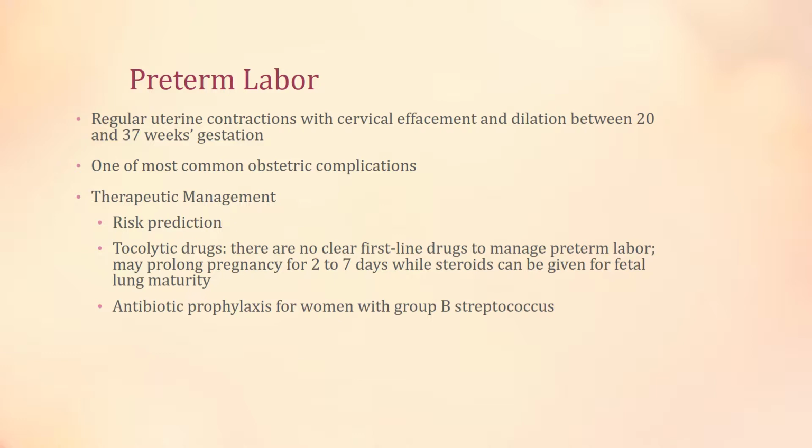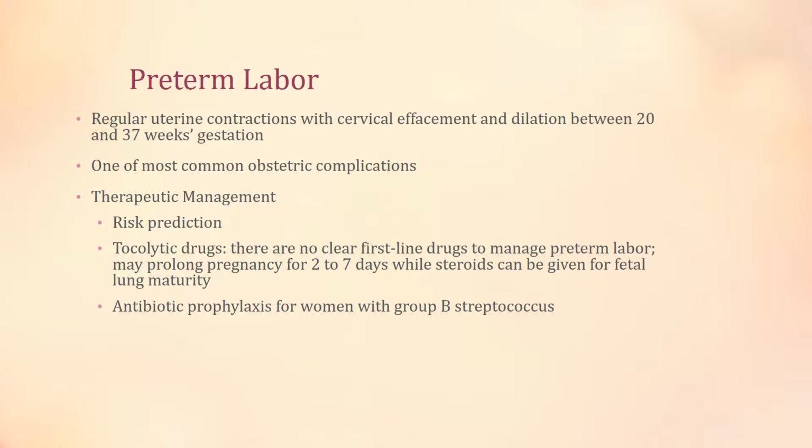Viability, as we've talked about before, is 20 weeks. This is the most common obstetric complication, labor that begins before it should. However, it's the biggest contributor to fetal morbidity and mortality. It has a profound effect on the survival and the health of the newborn if they're born too early.